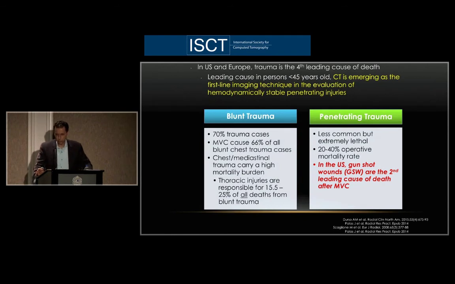So we know, as I mentioned in the earlier talk, trauma is still the leading cause of death under the age of 45. We know that most are due to blunt trauma. However, penetrating trauma, although it's less common, is extremely lethal with a 20 to 40% operative mortality rate. In the U.S., gunshot wounds are the second leading cause of death after motor vehicle collisions.